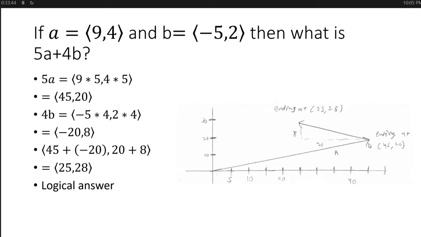Then from that point we graphed our other vector, which is (-20, 8), and that leads us to (25, 28) if we start from the origin. That's the answer we got when we did all the addition, so this is a logical answer, and our answer is (25, 28).